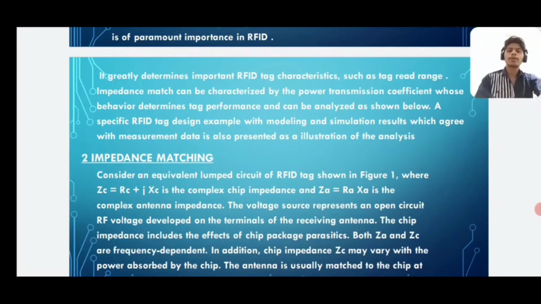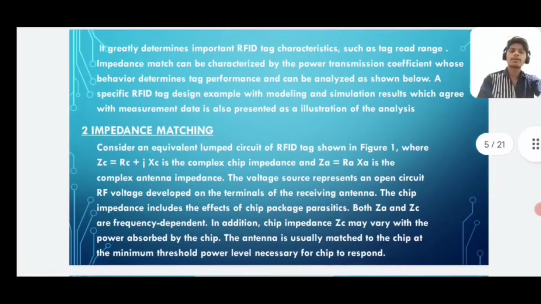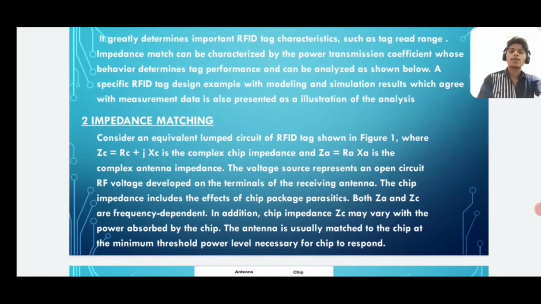So, the second point: impedance matching. Consider an equivalent lumped circuit of an RFID tag shown, where ZC equals RC plus jXC is the complex chip impedance and ZA equals RA plus jXA is the complex antenna impedance. The voltage source represents an open circuit RF voltage developed on the terminals of a receiving antenna. The chip impedance includes effects of chip package characteristics.